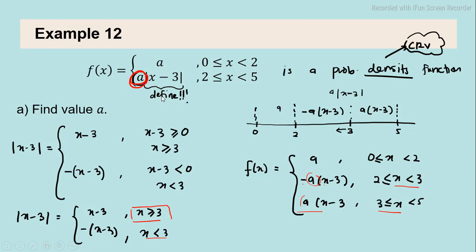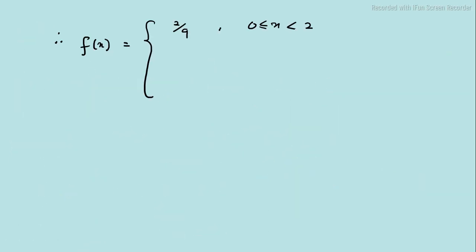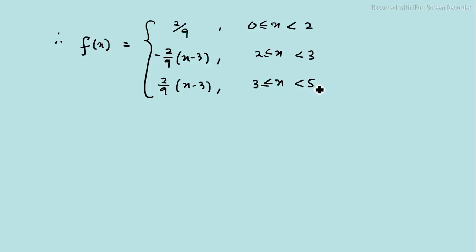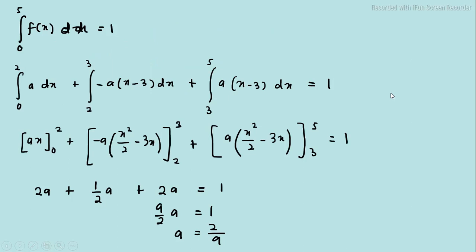Okay, right. Alright, so saya masuk dalam fungsi yang dah define lah. So, negative 2/9 x minus 3, x between 2 and 3. Dekat sini kita ada 2/9 x minus 3 for x between 3 and 5. Okay, then. Okay, next question.